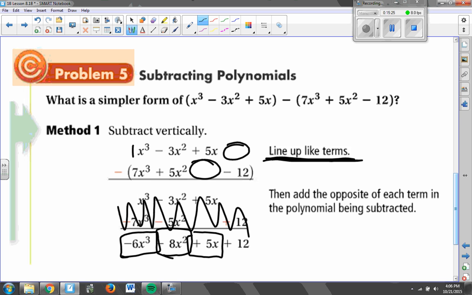And then with my negative 12, I have 0 minus negative 12. Okay, 0 minus negative 12, that turns into a positive 12. So my answer is negative 6x to the third minus 8x squared plus 5x plus 12. Okay. Line things up vertically, then subtract or add the opposite for each term. All right?